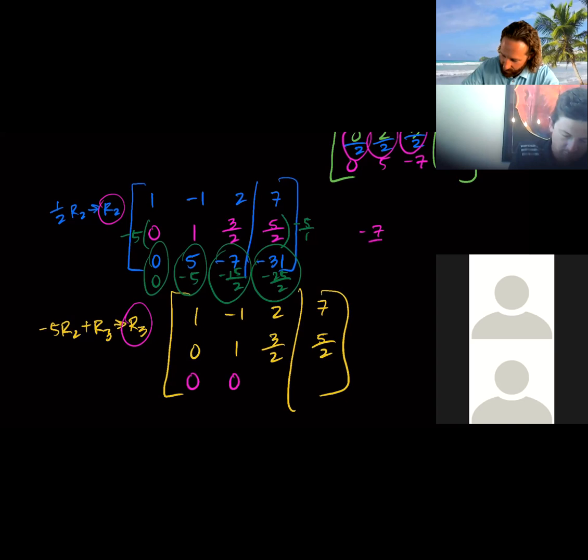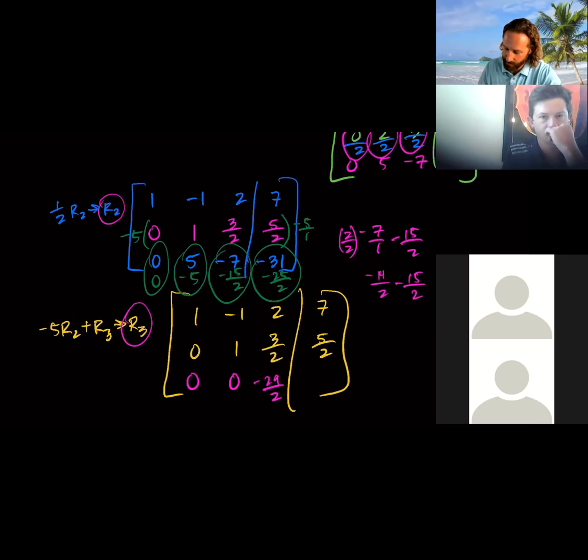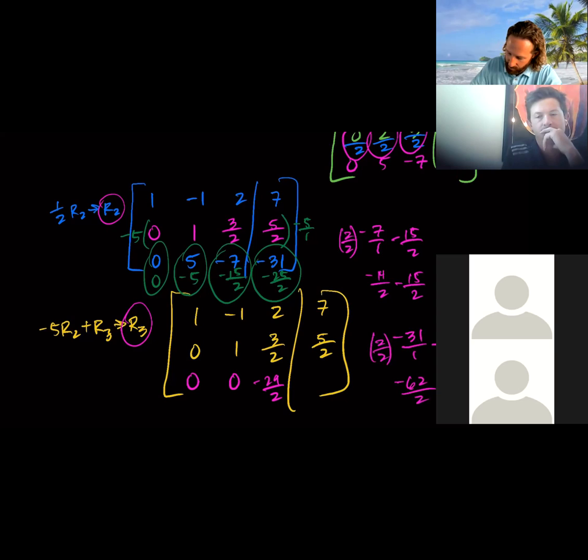And then we have to go off to the side and take negative 7 and try to subtract 15 over 2. Which means I'm just going to have to multiply by that fancy 1 again to get negative 14 over 2 and negative 15 over 2, which is negative 29 over 2. Doing it once more, I got negative 31 minus the 25 over 2. Getting my common denominator, negative 62 over 2 minus 25 over 2, negative 87 over 2.